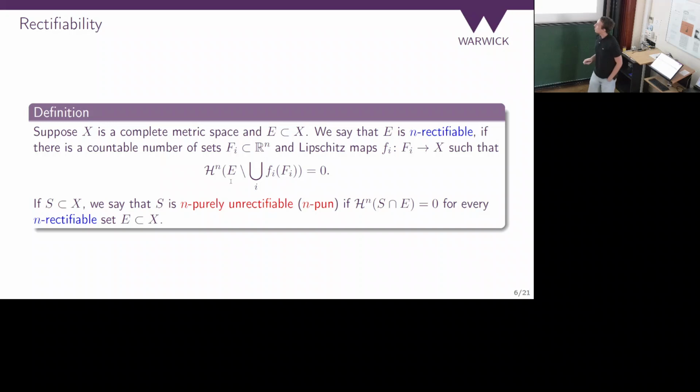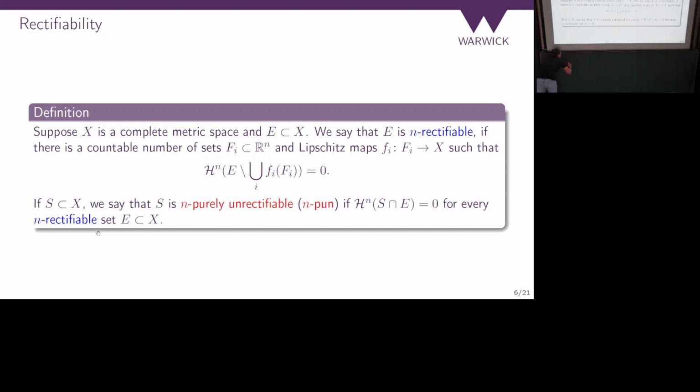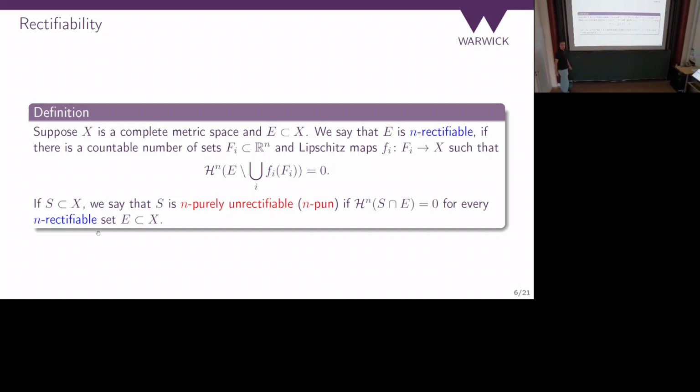And a set is called purely unrectifiable if it intersects every rectifiable set E in a set of measure 0. The reason I'm defining it is because these two types of sets will be our basic examples. So things to keep in mind: something like this, possibly with some dust, is one rectifiable, right? There's a bunch of curves.